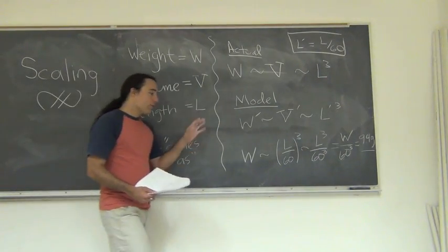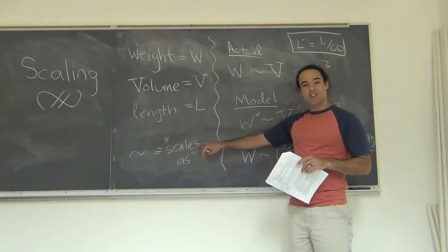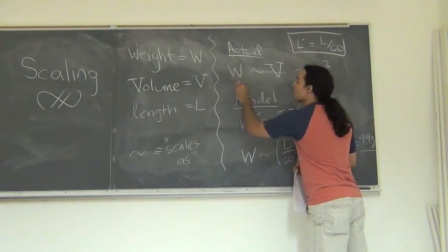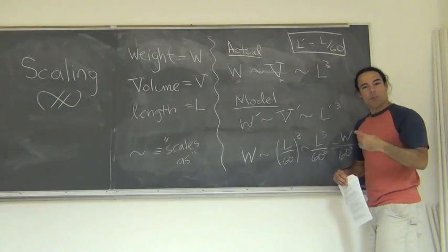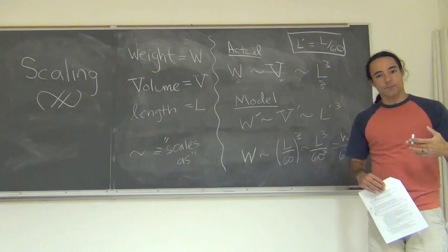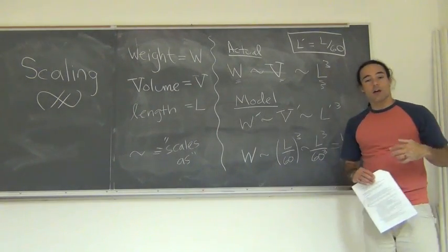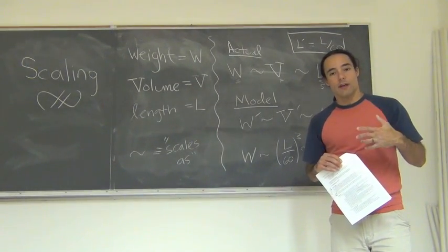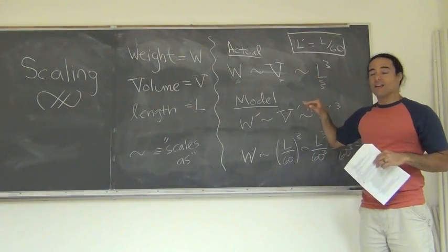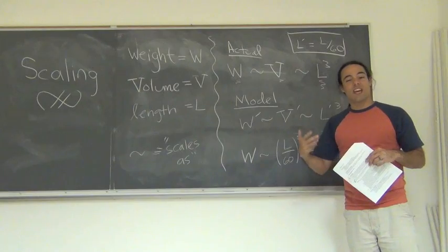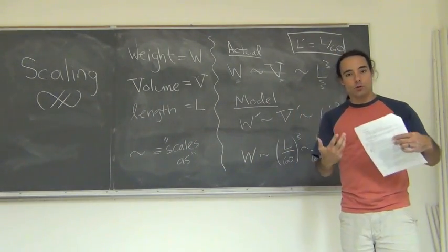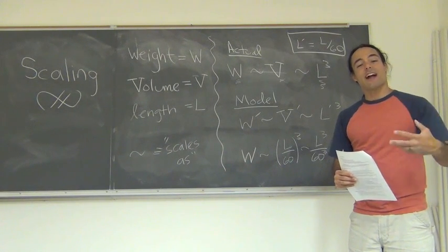Again, the trick here is that not everything scales proportionately to other things. In this case, my weight scales proportionately to volume, but it doesn't scale proportionately to the length. It scales proportionately to the length cubed. Different physical quantities change at different rates. In this case, the length doesn't change as fast as the volume does. If I change the length by a factor of 2, I'm going to change the volume by a factor of 2 cubed, which is actually a factor of 8.